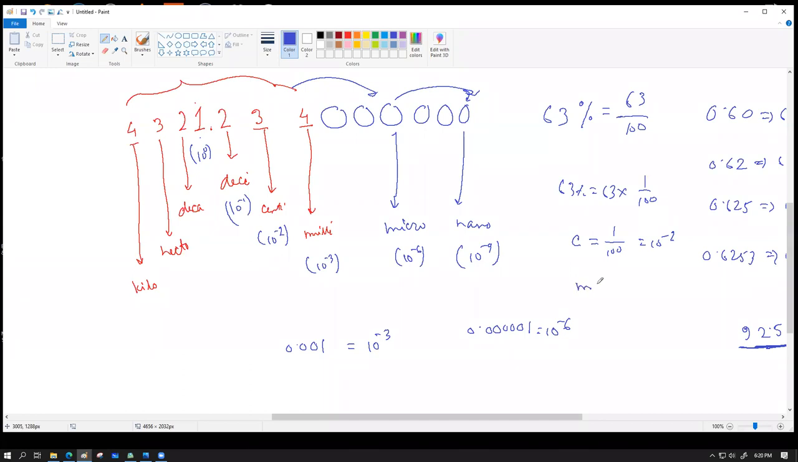So milli has a symbol of small m, not big m, because big M is used for another symbol that is mega, which you're going to see in a bit. It's going to show up over there. So milli is basically 1 by 1,000, which is numerically equivalent to 10 to the power minus 3, and so on and so forth.